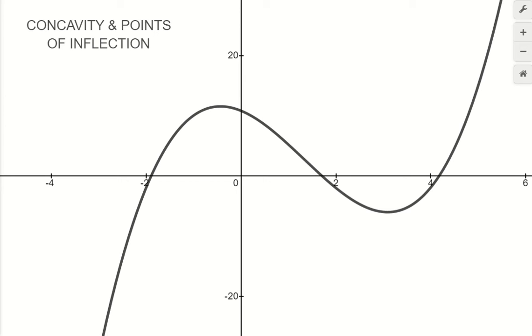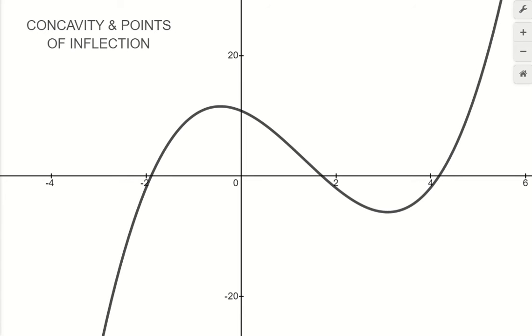The purpose of this video is to be a bit of a consolidation to the initial activity on concavity and points of inflection. During the activity, you were asked questions about a number of graphs. This is the first graph. I think it was also the graph for question 3. And in this question, you were asked how many points of inflection there are.